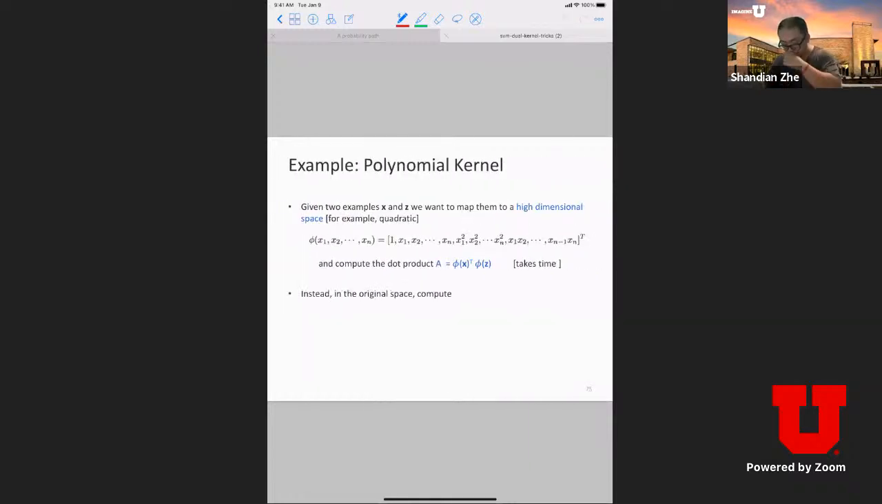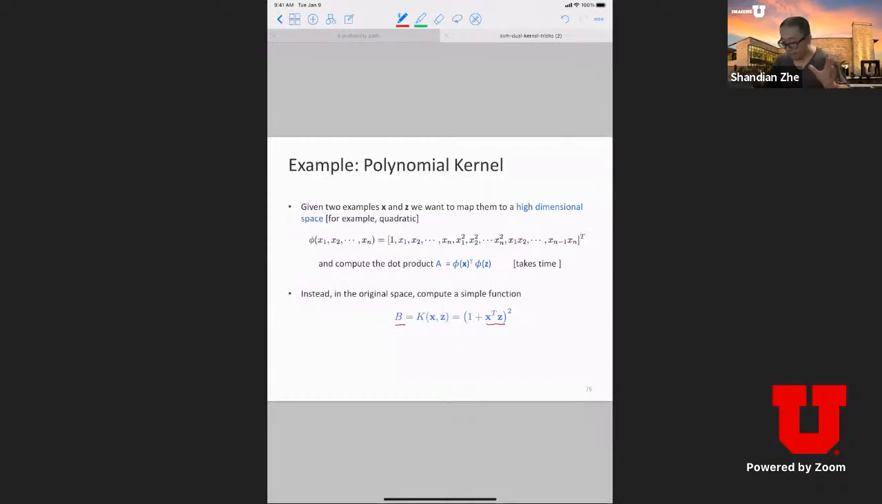Now we want to show that actually you do not need to explicitly compute A. We can compute another quantity which is purely in the original feature space, but the result is equivalent to A. So here is how we compute B. B is to first calculate the inner product between x and z, which are in the original feature space, and add 1 and take the square.